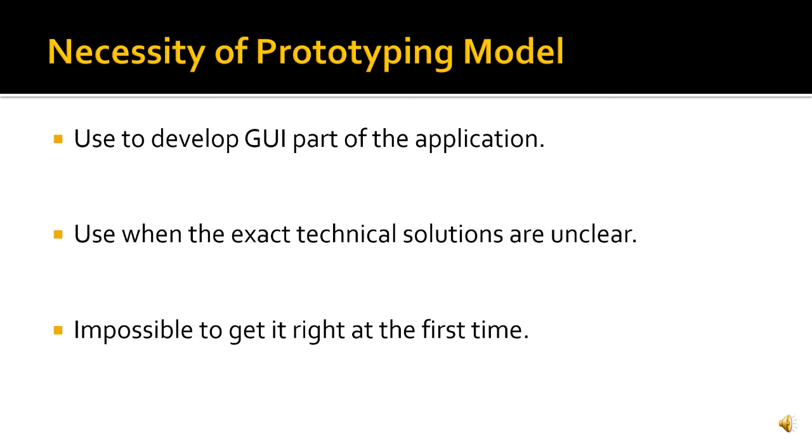So the prototype model turns out to be especially useful in developing the graphical user interface part of a system. For the users, it becomes much easier to form an opinion regarding what would be more suitable by experimenting with a working user interface, rather than trying to imagine the working of a hypothetical user interface. So we can say that the GUI part of a software system is almost always developed using the prototyping model.